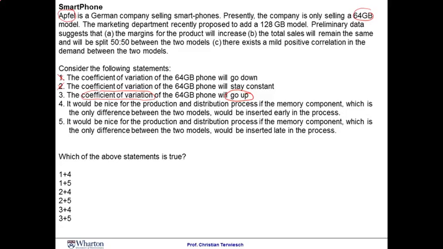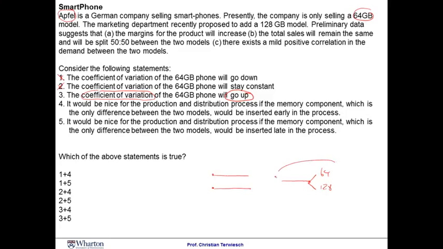Then the last piece here is how should we organize the process? Should we, on the one hand, have the first option, which is to have the separation between the 64 and the 128 gig happen early and then carry this along all the way through? Or wouldn't it be nice to keep one common process and then break it up into the two models, 64 and 128, at the end?